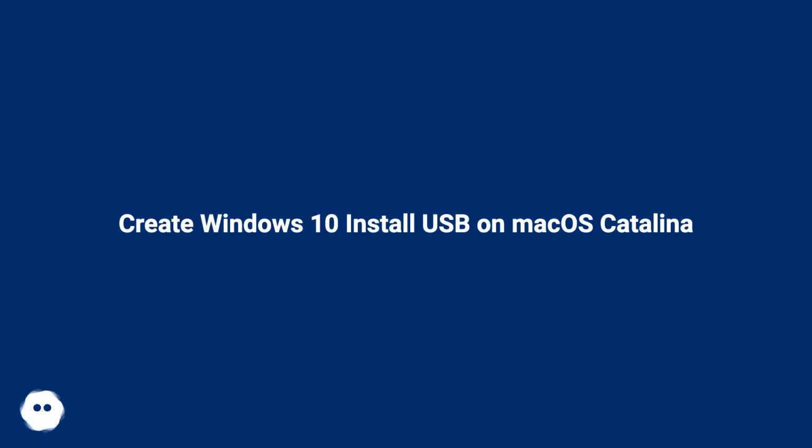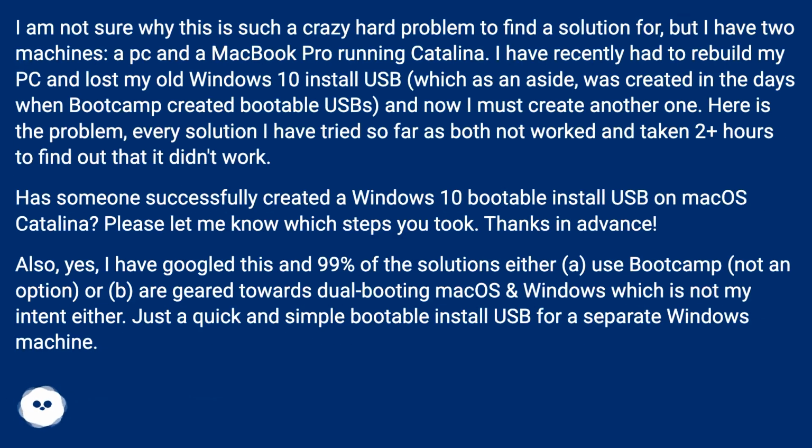Create Windows 10 install USB on macOS Catalina. I am not sure why this is such a crazy hard problem to find a solution for, but I have two machines, a PC and a MacBook Pro running Catalina. I have recently had to rebuild my PC and lost my old Windows 10 install USB, which, as an aside, was created in the days when Boot Camp created bootable USBs, and now I must create another one.